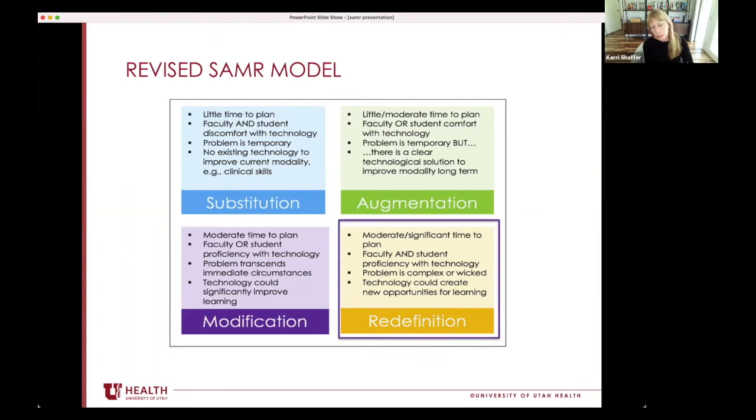And then finally, redefinition. And I would honestly argue that this isn't even something that's necessarily important to get to every time, or even anytime. You may teach your whole life and not get to redefinition, and that's fine. But that's when you have significant time to plan, everybody's proficient with technology, and you know that you're dealing with a problem that is kind of complex or wicked, that is not presenting any sort of easy solution, and that you can use technology to create new opportunities for learning.